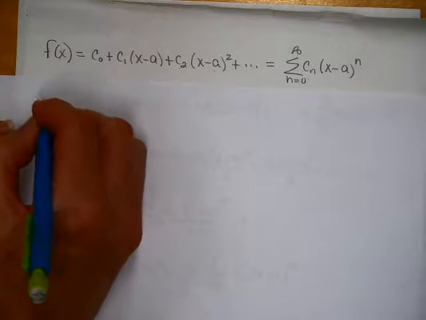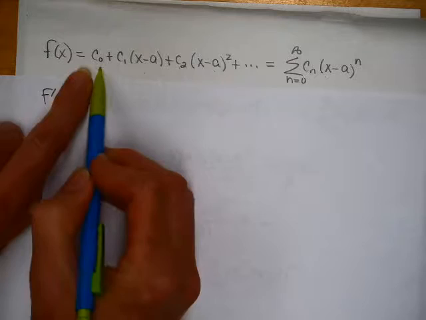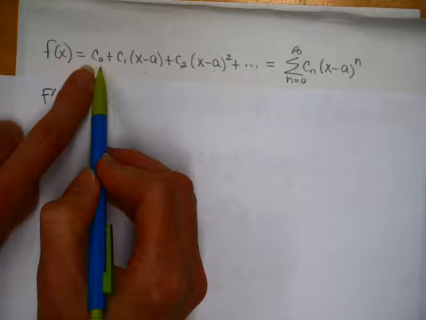If I take the derivative of this, f prime of x, what is the derivative of a constant? 0.